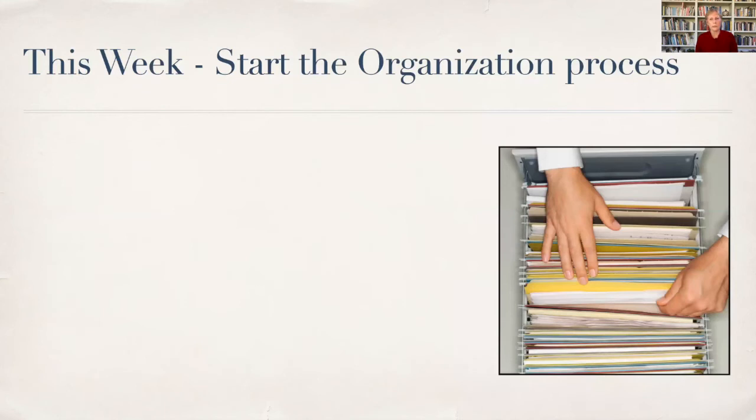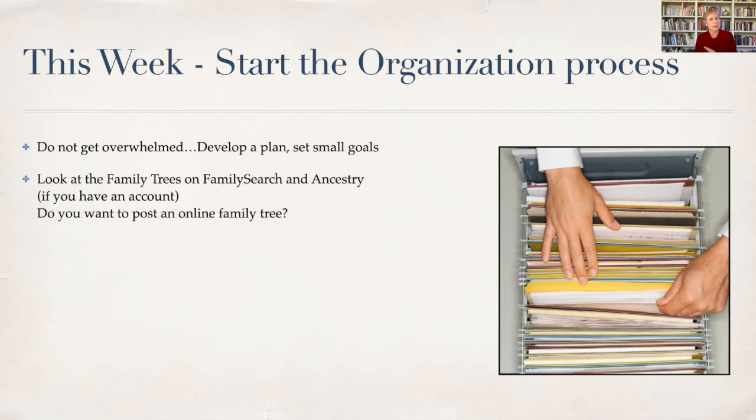Okay, so this week, start the organization process. Don't get overwhelmed. Just set a small goal, decide what you want to do, and keep to that, and the others will come down the line. Look at those family trees on FamilySearch and Ancestry, if you have an account, and decide if you want to do that or not. Decide whether you want to do a software or not. It may not be what you want to do at this point.